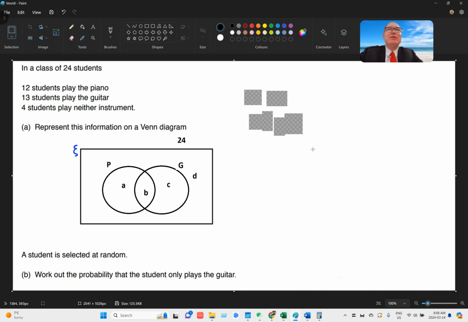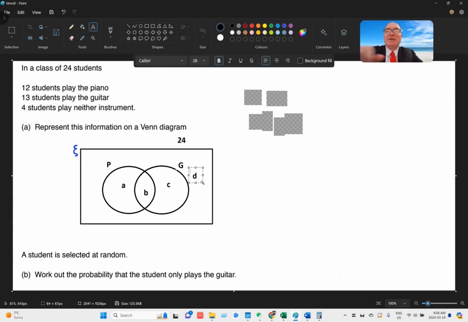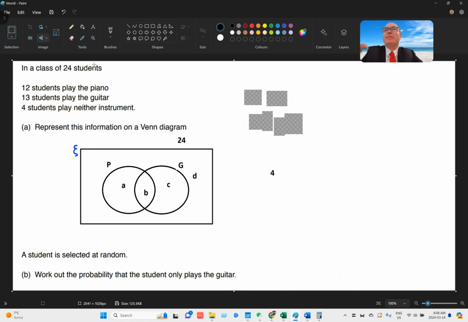Now I read through the clues here, and I got to the bottom one, and it says that 4 students play neither instrument. So I'm just going to write over that D here. That's a mess. Undo. We're going to write that over here, and then just drag it over. 4 students don't play piano or guitar. There we go. That's better.